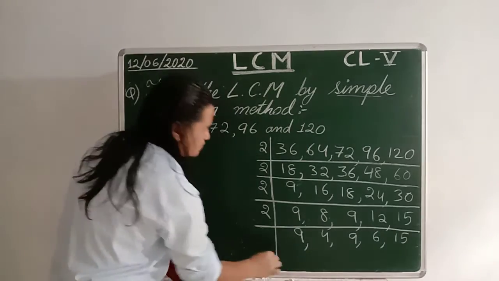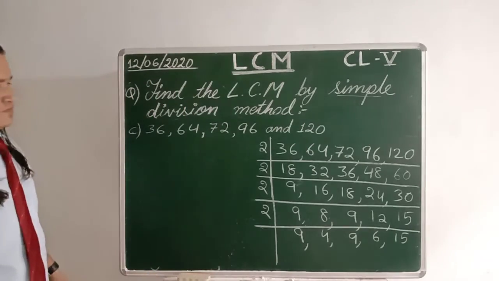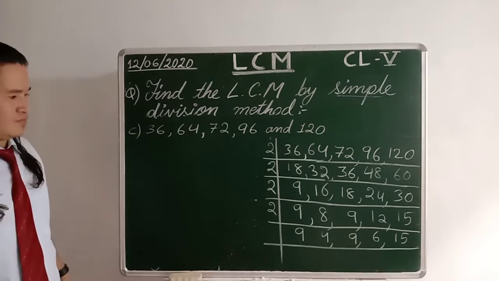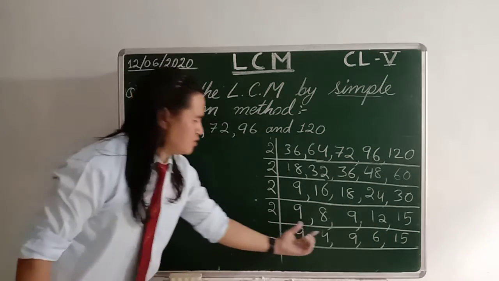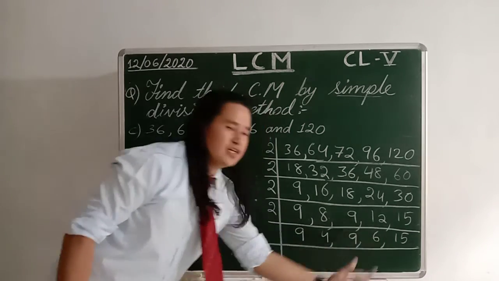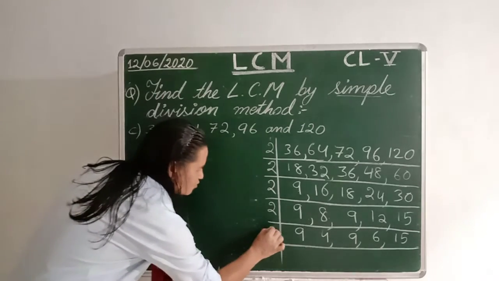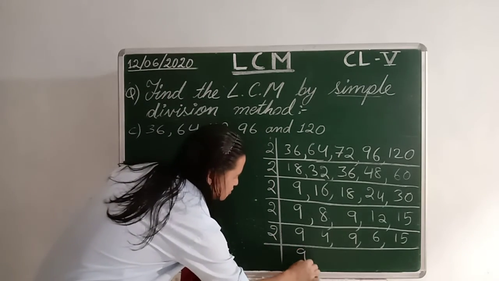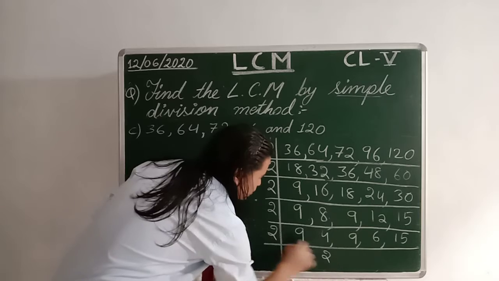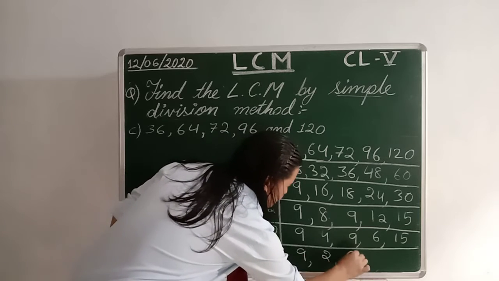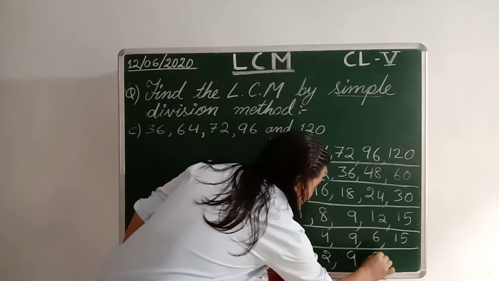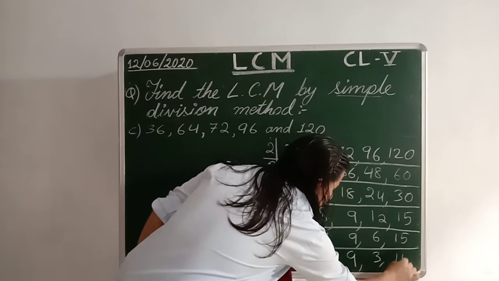Now again, here what we can see is only 4 and 6 are even numbers. So let's break down that 4 and 6. The rest as it is. You will write 2 2s are 4, 2 3s are 6, 15 as it is.